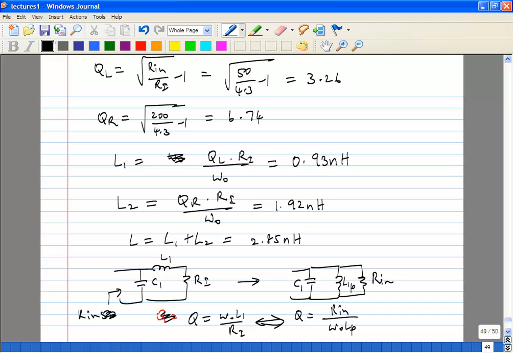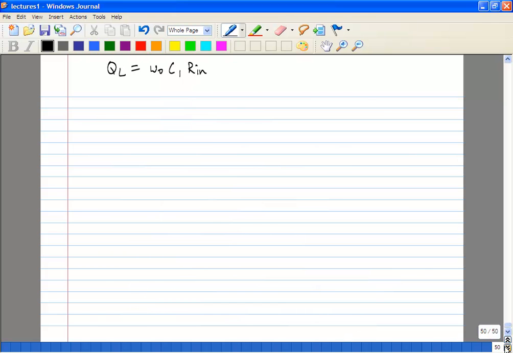So for this parallel network, you know Q. That's what we are doing: just omega naught C1 Rn. So now automatically C1 is determined, right? You know all of these. In this case, it happens to be 4.32 picofarads. Is that clear?